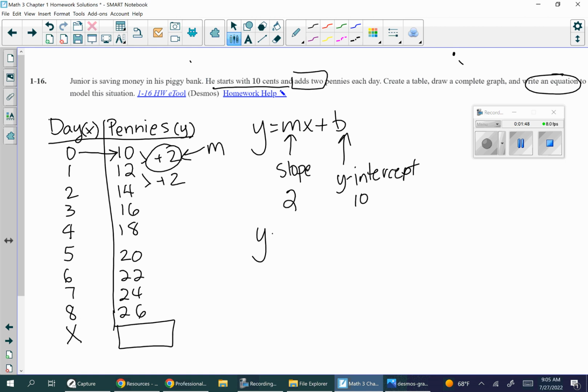So let's write our equation. Y equals 2x plus 10. So 2x plus 10 is the general equation. You will see that a lot this year.